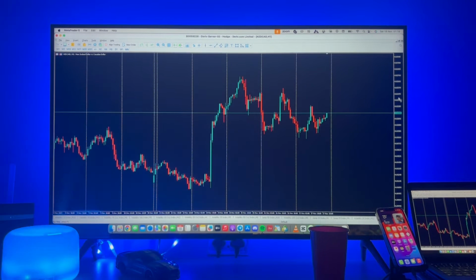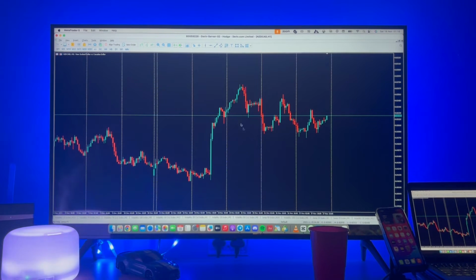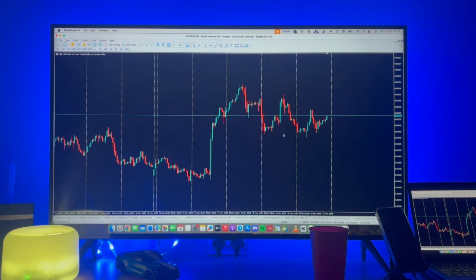Hey gang. So yeah, guys, now we are looking at New Zealand versus the Canadian dollar, right? And as we can see, this one is pretty obvious. We are on the hourly time frame. We can see that the current leg is to the upside. It's very bullish, so you want to buy, right?